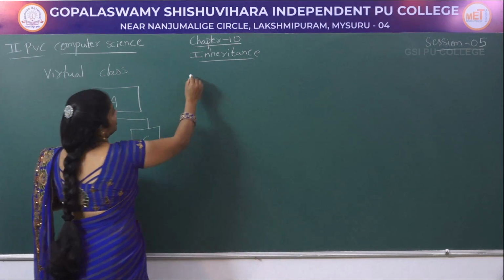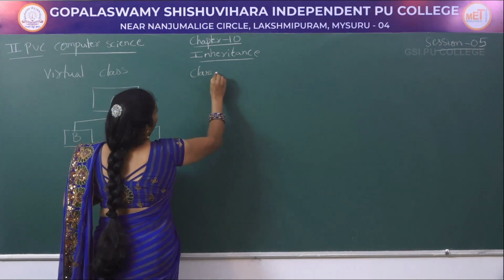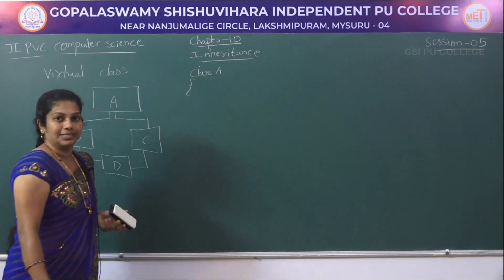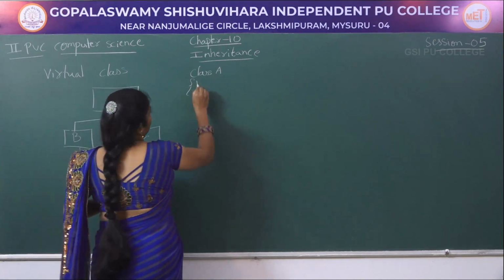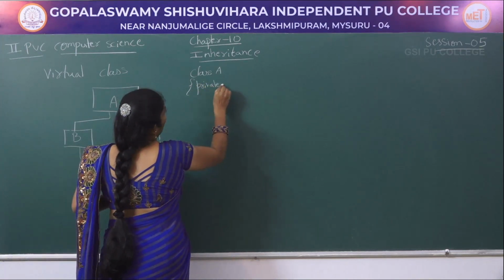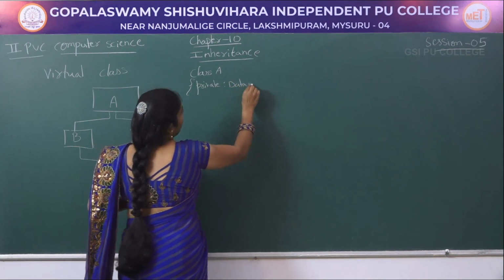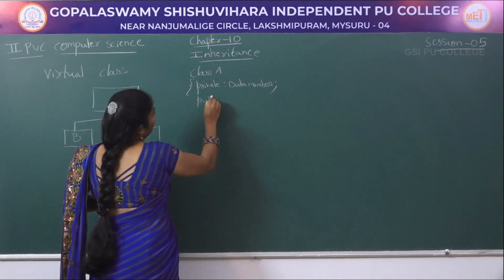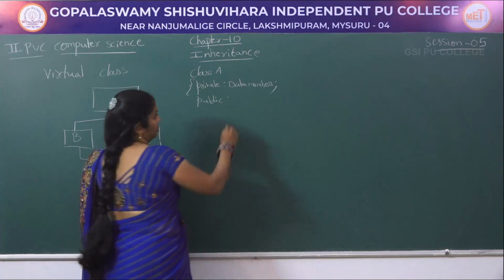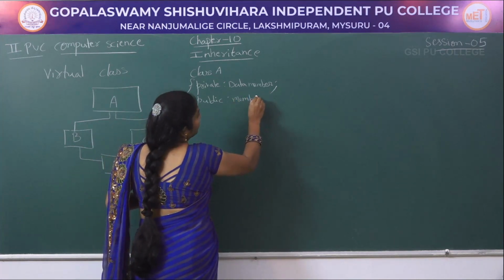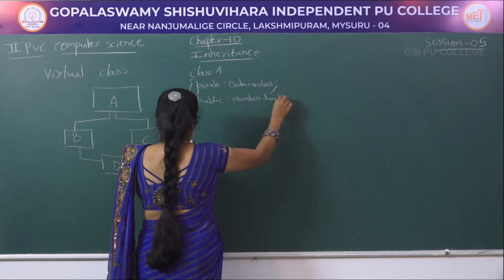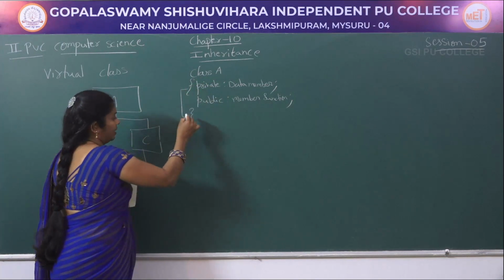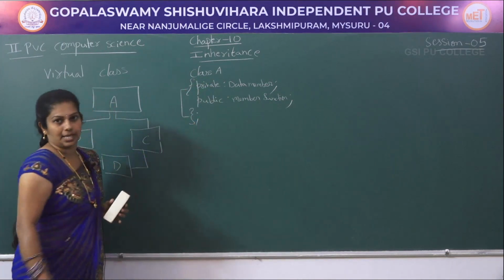For example, consider we are creating a class A. This class has both data members as well as member functions. In the private section we have data members. In the public section, for example, we have member functions. Then we will close this class. Here we have created one class A and closed it. After the flower bracket you have to put a semicolon.